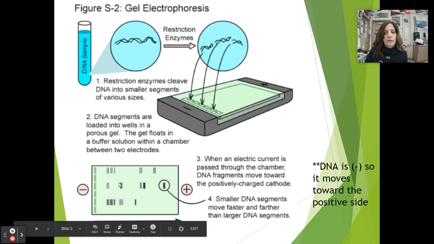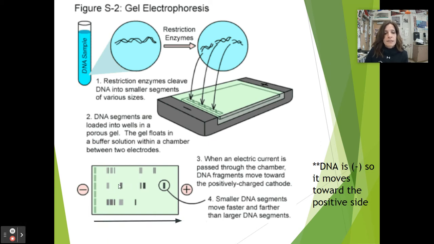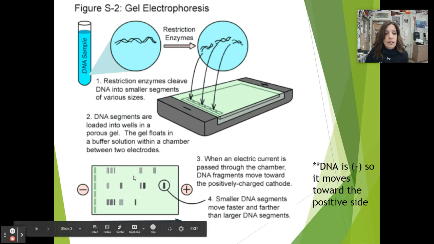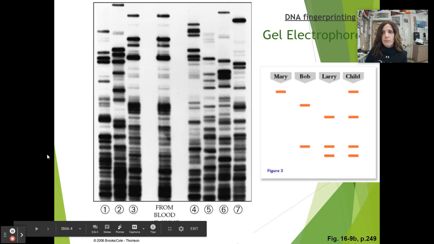So you can compare two different individuals' DNA, or you can look at whatever different fragments for a disorder, or you could look for who's the daddy in a paternity test. So here's a couple examples of gel electrophoresis in different ways.